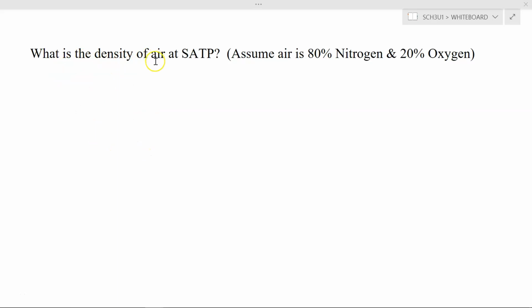What is the density of air at SATP? You can assume that air is 80% nitrogen and 20% oxygen. So this question is a little different in that it's a mixture of gases. Furthermore, it doesn't really give you that much information.